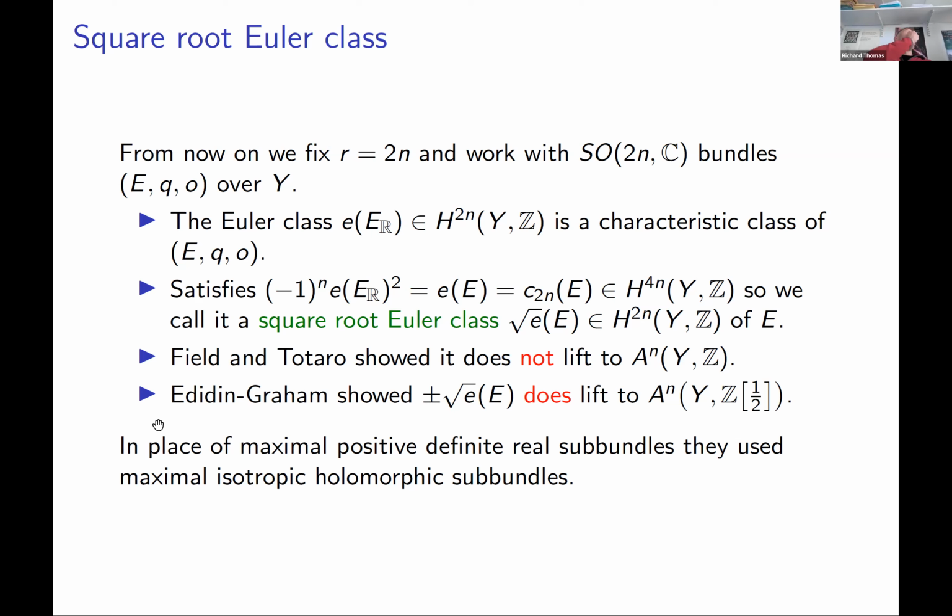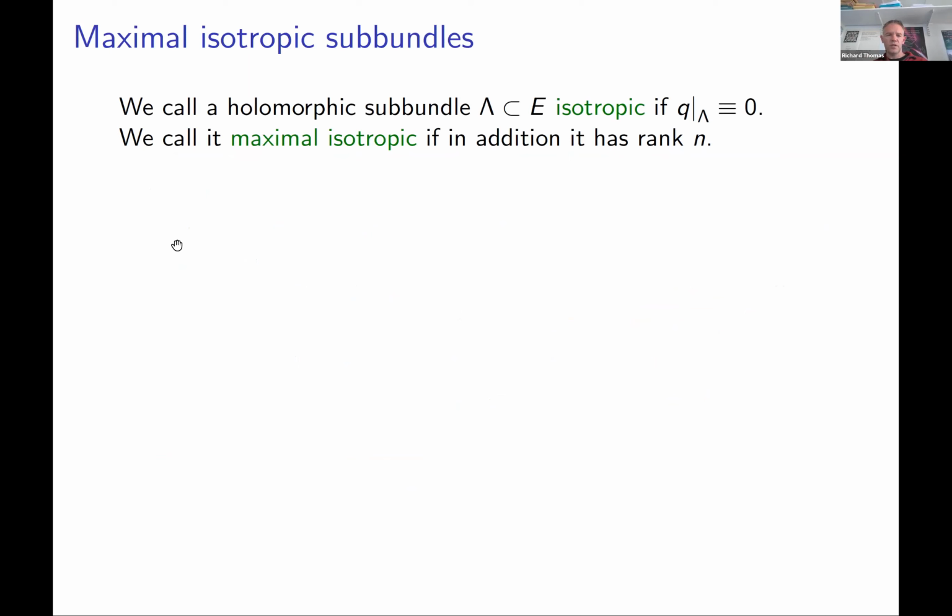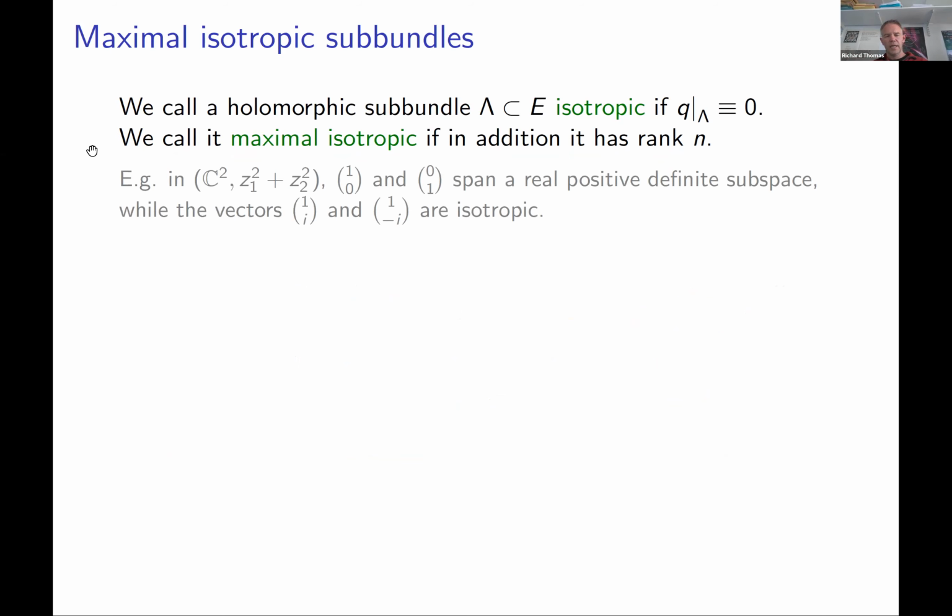So what we replace those real bundles by is maximal isotropic holomorphic subbundles. Okay, so what does that mean? A holomorphic subbundle is isotropic if the quadratic form just vanishes on it. And maximal isotropic ones are the ones which are as big as possible. So that's half the rank of E. In skew geometry, like symplectic geometry, these are the Lagrangians. These are just the symmetric versions of them.